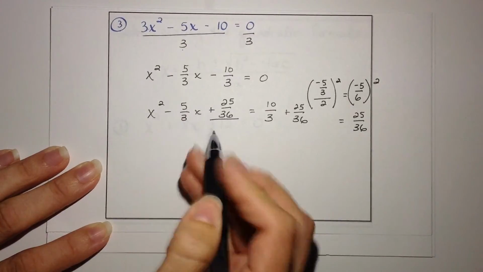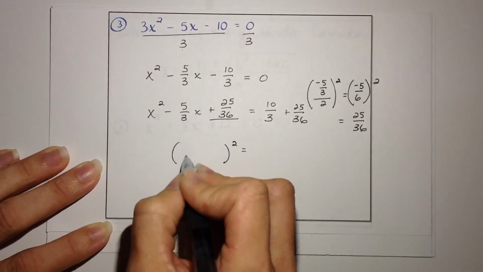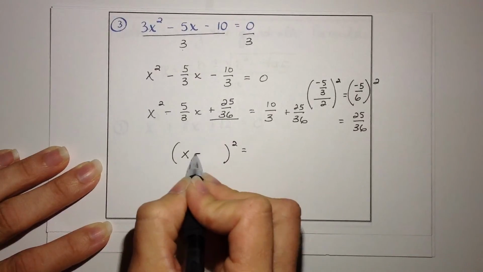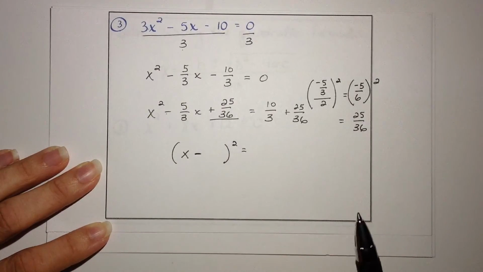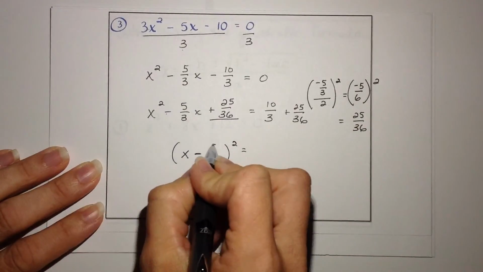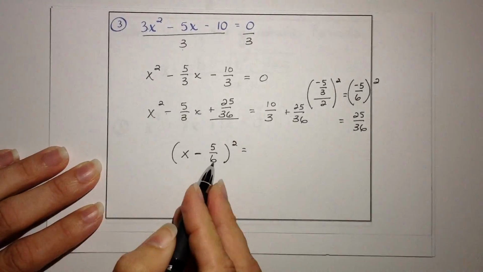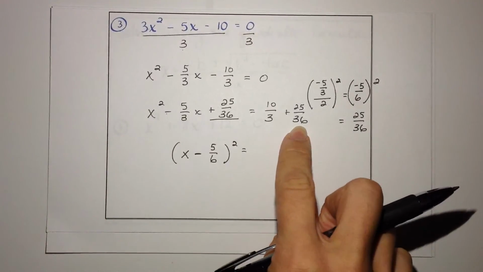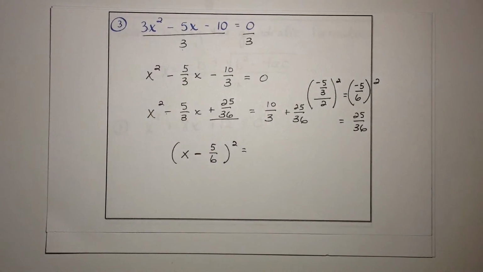Okay, now this side's going to factor. Remember, minus sign here, so minus sign here. Okay, what I ended up squaring was the 5/6. That'll be the value that goes here. Okay, now we got to do the 10/3 plus 25 over 36. Okay, so let me calculate this real quick. That will give me 193 over 36.